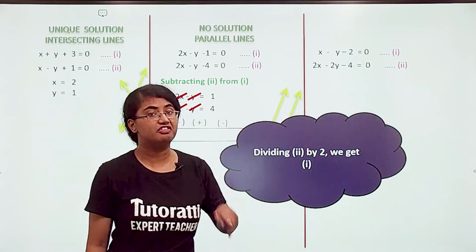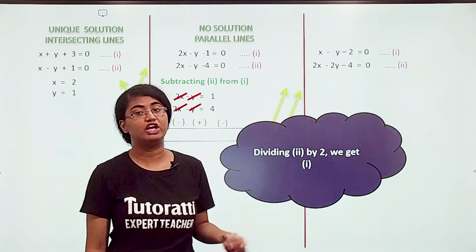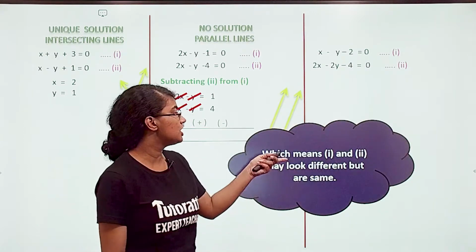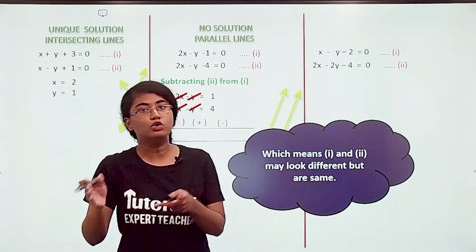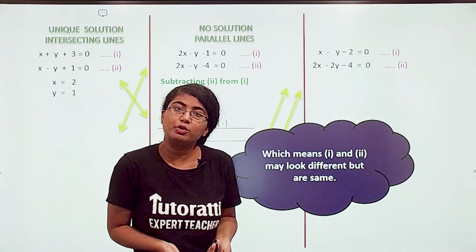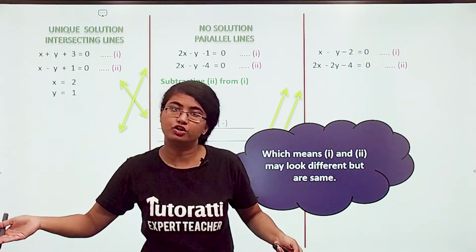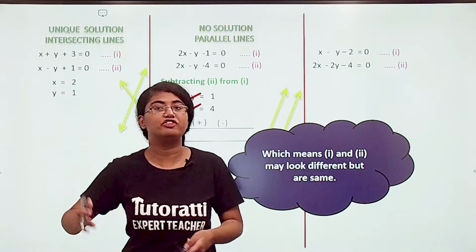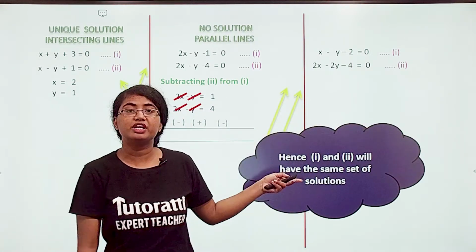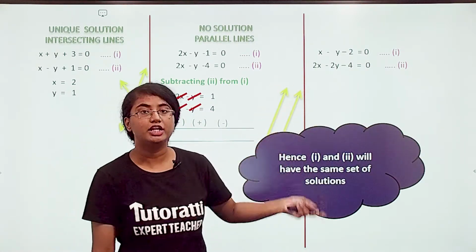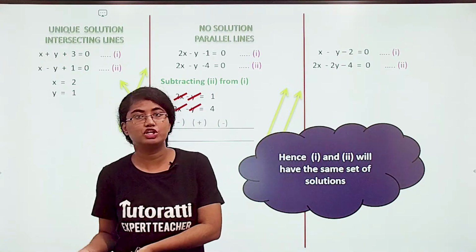2, and if we divide equation 2 by 2, then we get equation 1, which means equations 1 and 2 may look different, but they are actually the same equation with different multiples. So hence we can say that equation 1 and equation 2 have the same set of solutions.